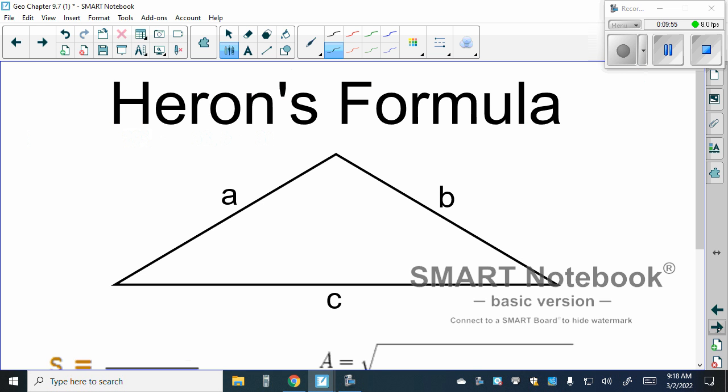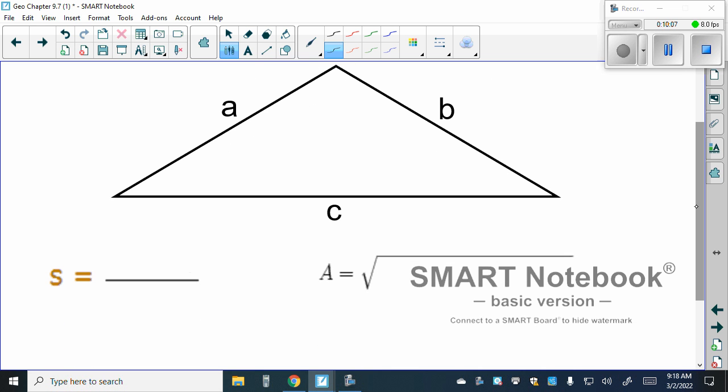Now the other formula that we can look at is Heron's formula. Heron's formula is used if we're actually given three side lengths of a triangle and it's not a right triangle. Because if it was a right triangle, well, then we could use the two legs, the two sides that make the right angle, and the 1/2 base times the height.